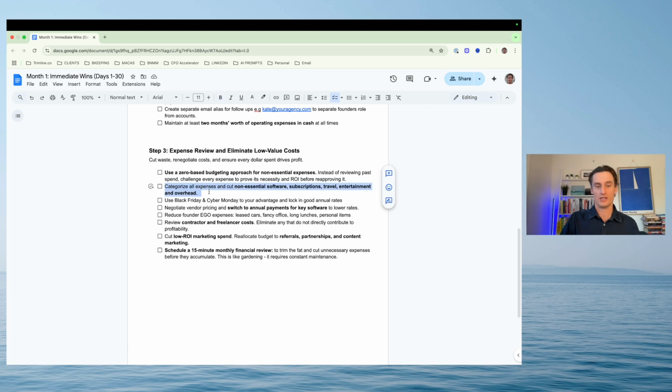Next one is to categorize all expenses. So any non-essential software, subscriptions, travel, entertainment, have a look at all those different buckets and be super, super critical on those ones about, do you really need it?